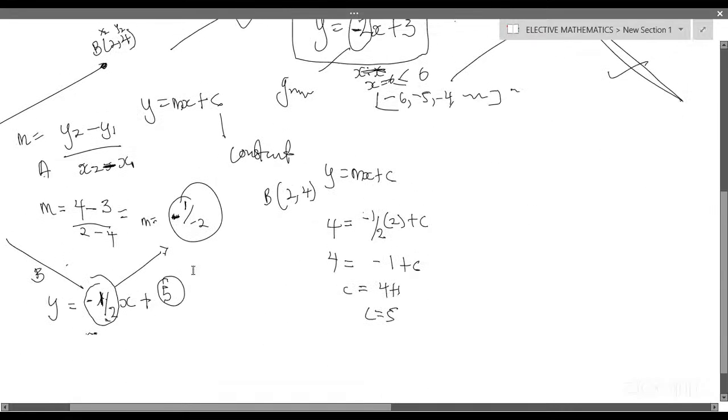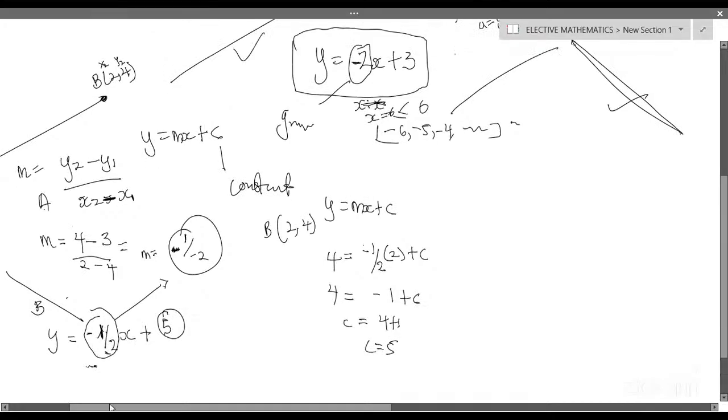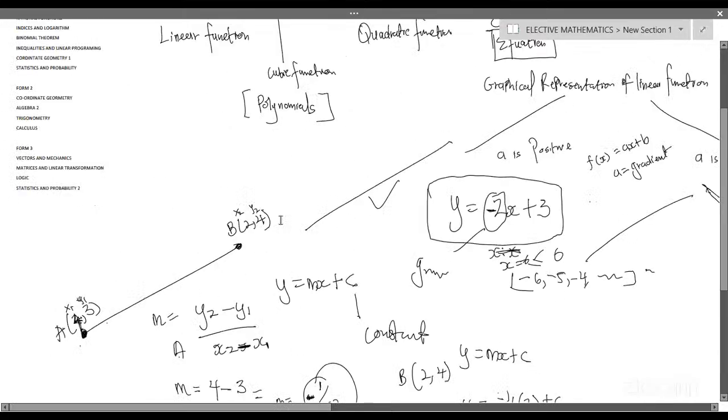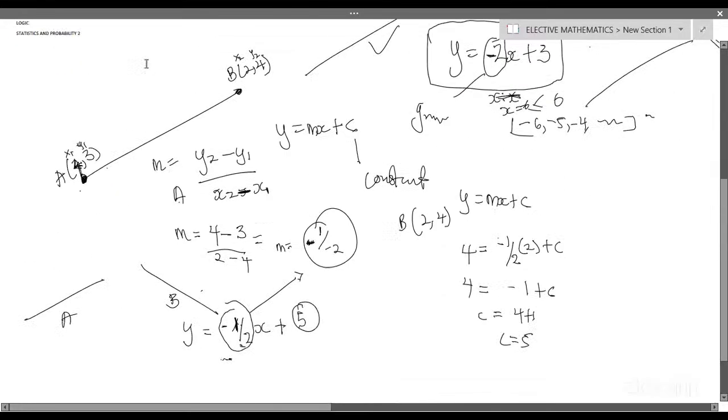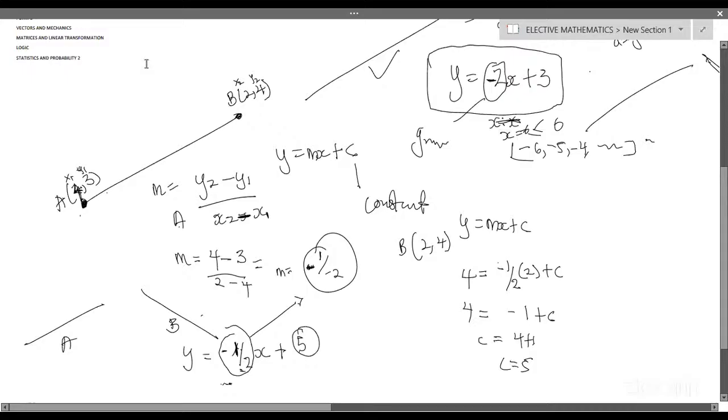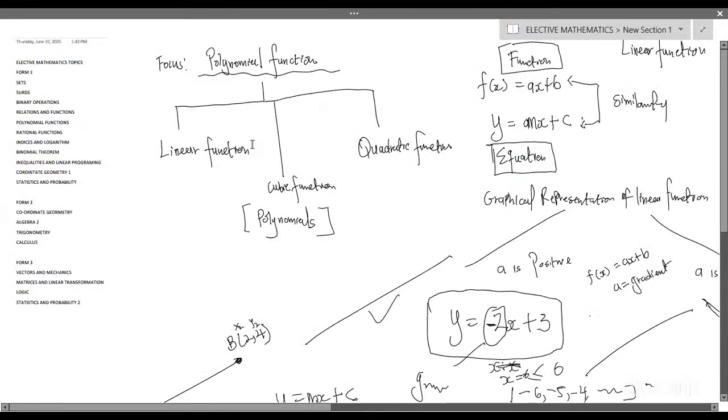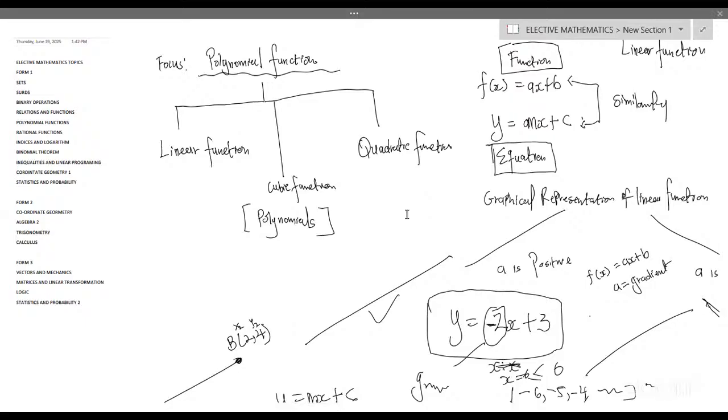Okay, so this is just the linear function, and I believe you've done this in JHS. Those who just joined us, we're talking about polynomial functions. In the polynomial functions, we have the linear function, the quadratic function, then the cubic function. So that's what I'll say: linear function, quadratic function, then cubic function.